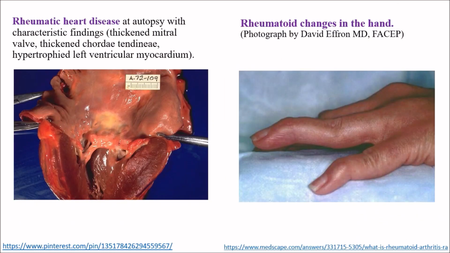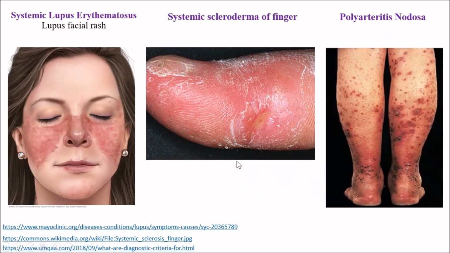Here I will show you some figures regarding each of the diseases. Here you see rheumatic heart disease at autopsy, with characteristic findings that include thickened mitral valves, thickened chordae tendineae, and hypertrophic left ventricular myocardium. Here you see the rheumatoid change in the hand during rheumatoid arthritis. Later we'll discuss this change.